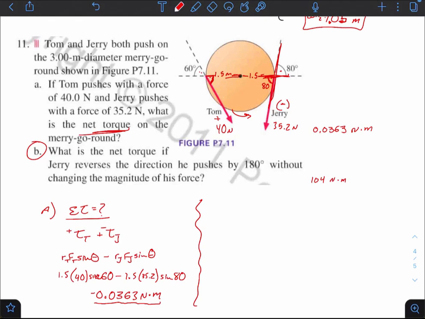All right, let's do part B, which is the exact same thing, except, what is the net torque if Jerry reverses the direction he pushes by 180 degrees? So instead of pushing down and to the left, he's going to push up and to the right. And remember, it's r F sine theta. This angle is not 80 degrees anymore. His force is still 35.2, but also he's pushing in the counterclockwise direction, so this becomes a positive torque.